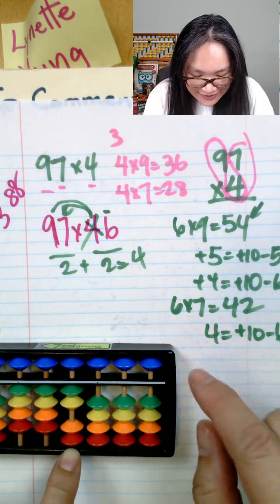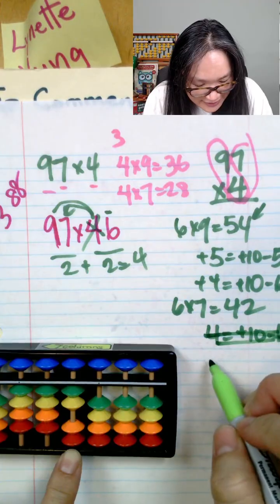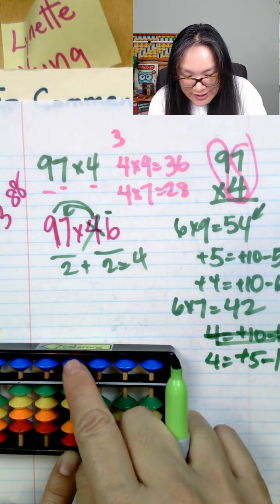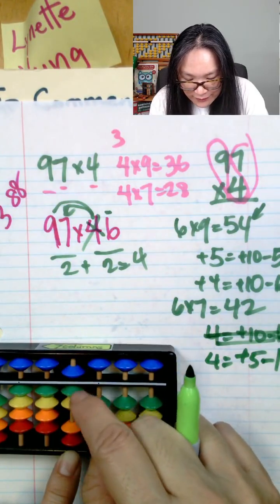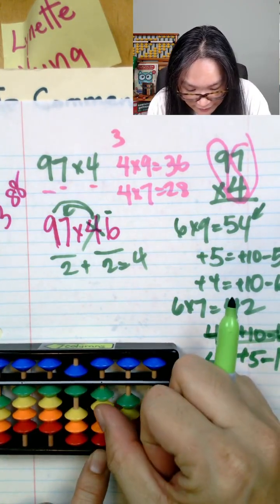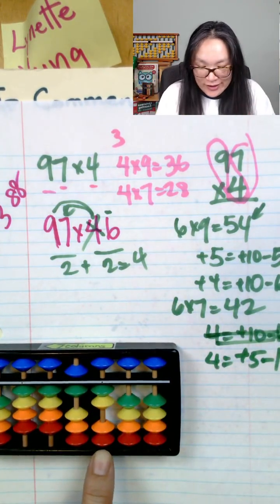Oh, sorry. That's wrong. It is 4 is equal to plus the 5 minus 1. There we go. Because I forgot the 5. So plus the 5 minus the 1. And then plus the 2. So I add the 2 over here. Whew, that was not too bad.